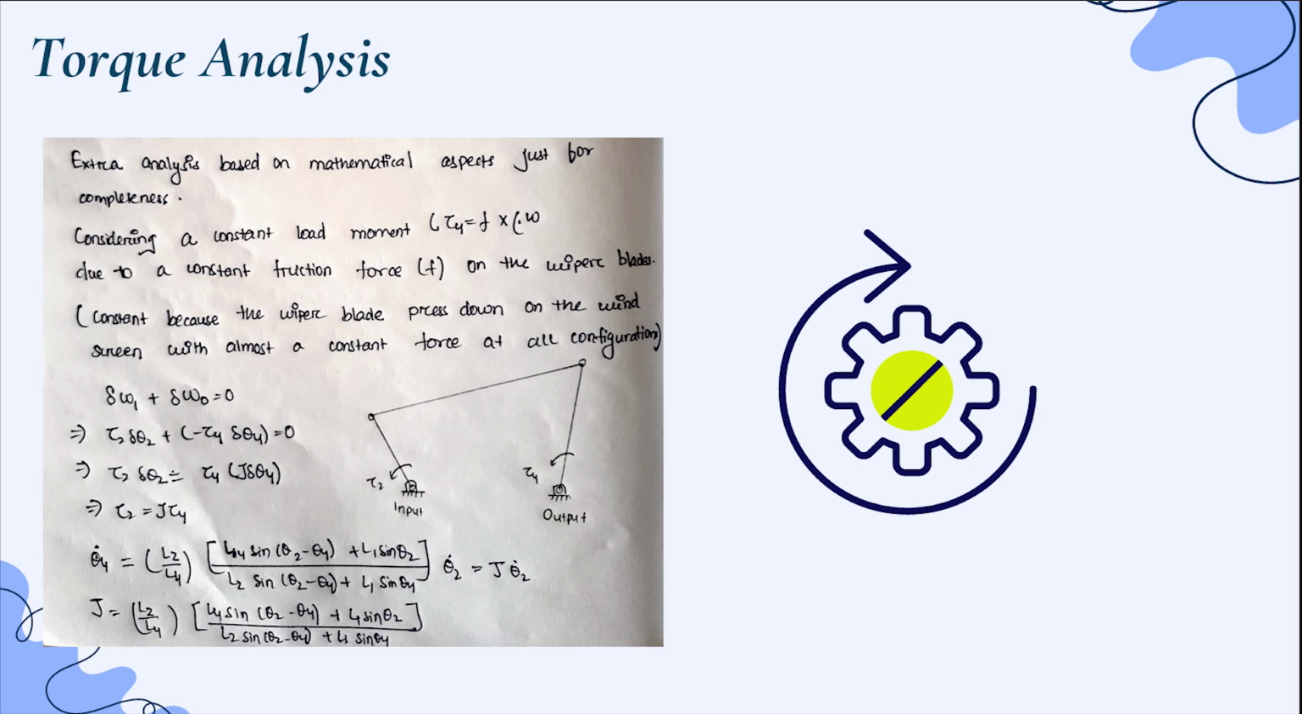Now we apply the virtual work principle to get the relationship between tau 2 and tau 4 as tau 2 equal to Jacobian into tau 4. It's the same kind of relationship between theta 4 dot and theta 2 dot. Now I'd like to conclude my part and hand over the rest of the things to Pranav.